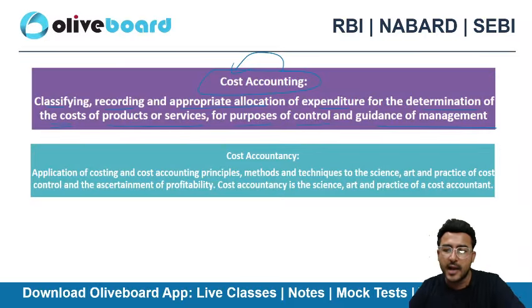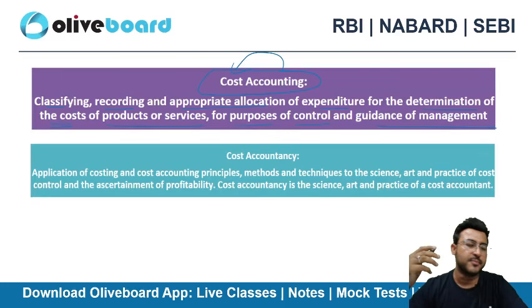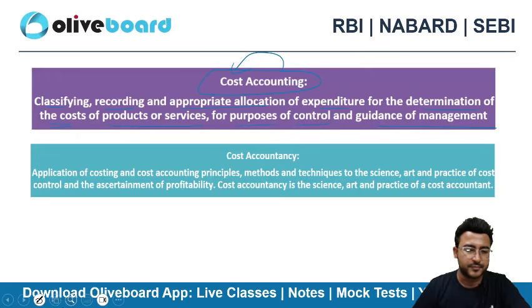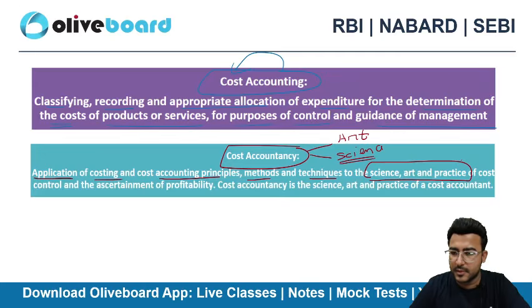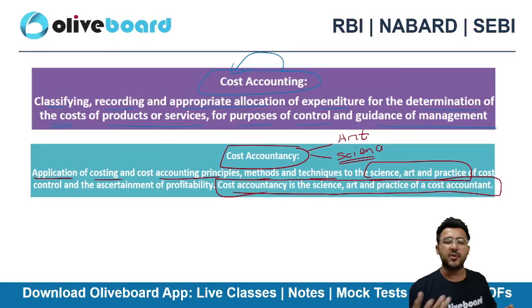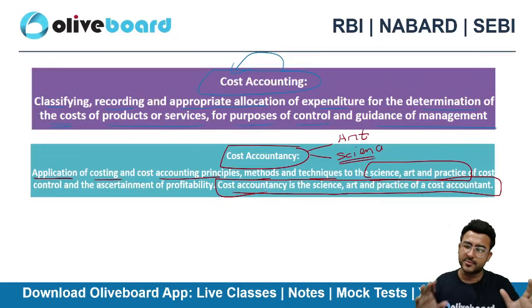Accounting for each and everything related to costing transactions is nothing but cost accounting. However, cost accountancy is a broader terminology. It is the application of costing and cost accounting principles, methods, techniques to the science, art and practice. So cost accountancy is both an art as well as a science. In simple terms, cost accountancy is the science, art and practice of cost accountants. What cost accountants are doing is nothing but cost accountancy.